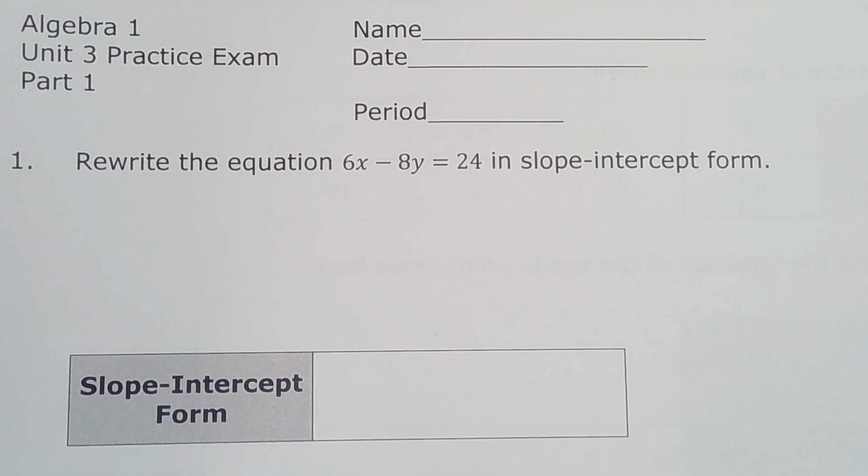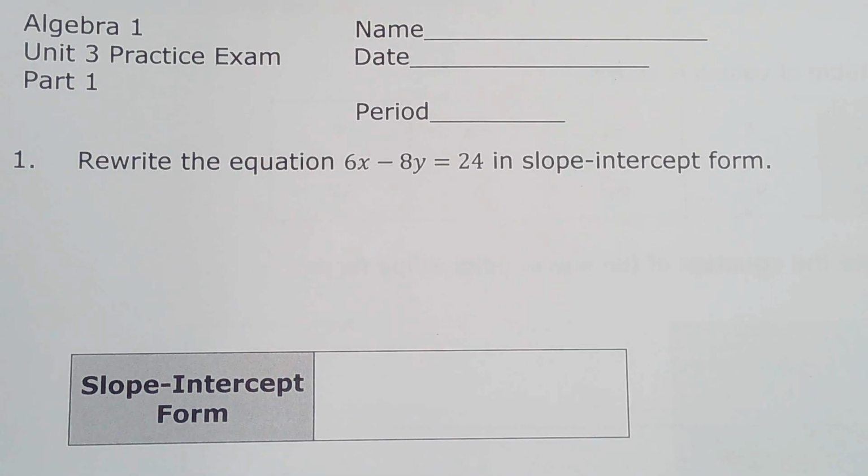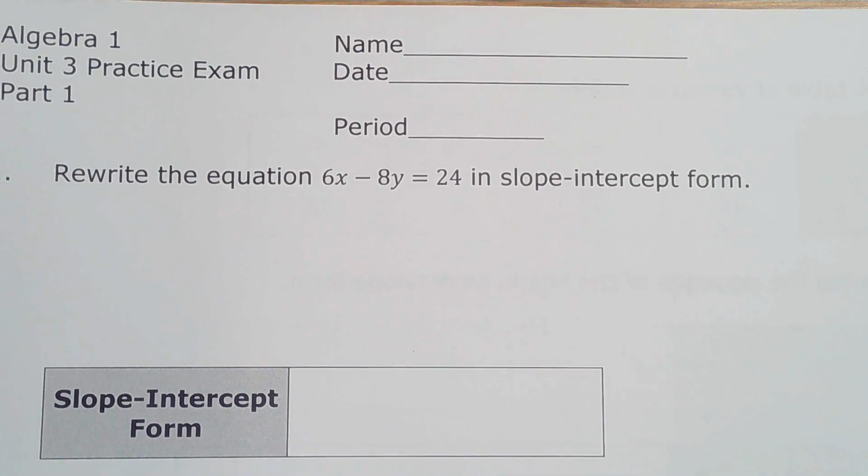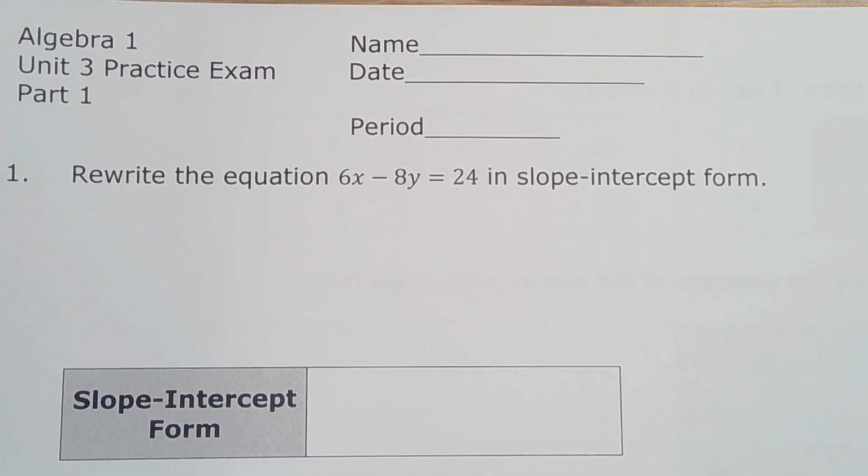Okay, so here is our Unit 3 practice exam. This is part 1. This is just going over the slope-intercept form, the standard form, and point-slope form, calculating slope, and all that stuff.